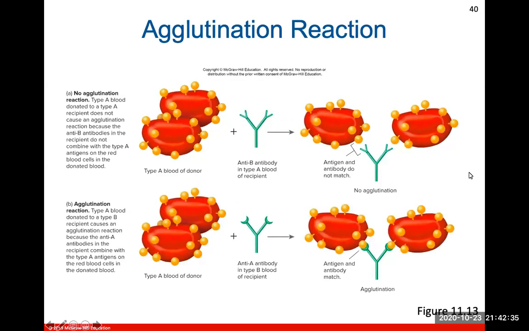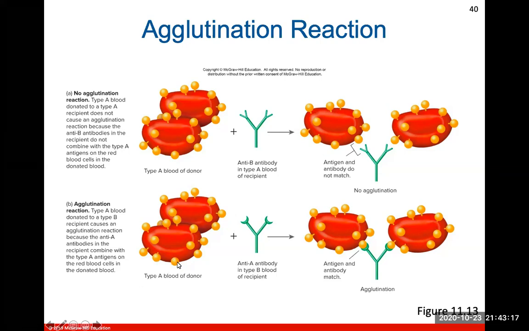Agglutination reaction. So this is what occurs. This is a great visual representation of what agglutination is. Agglutination just means a bad blood transfusion, and agglutination means clumping of the red blood cells. So if you are type A blood and you're donating to another type A person, the anti-B antibodies in the blood of the recipient have this kind of triangle shape to them. They cannot grab hold of your antigens because a circle doesn't fit into a triangle. So there's no agglutination, there's no clumping.